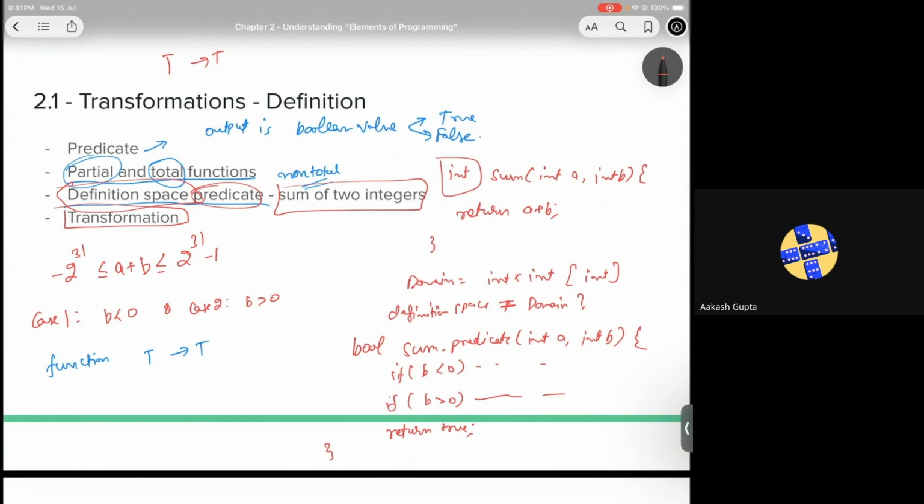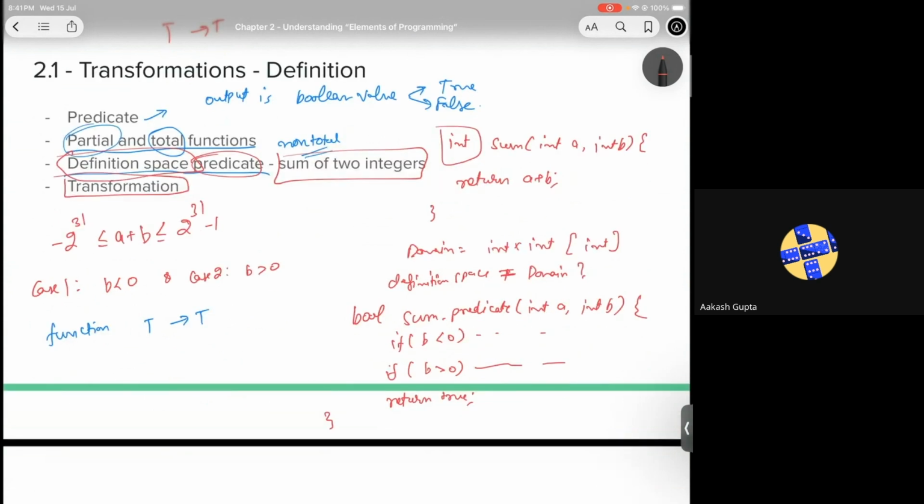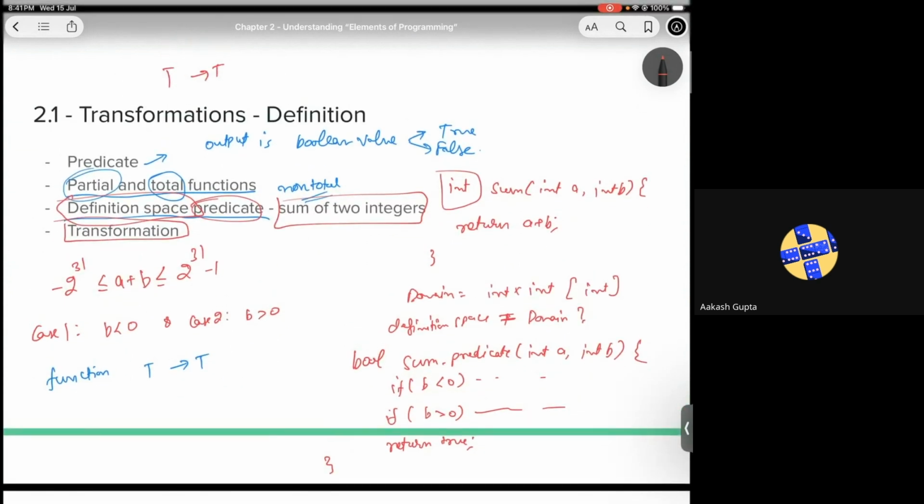Then we covered partial and total functions, where total functions are those where definition space is equal to domain, but in partial functions it is not necessary that definition space equals domain. And you were encouraged to refer to the meaning of non-total functions as well.